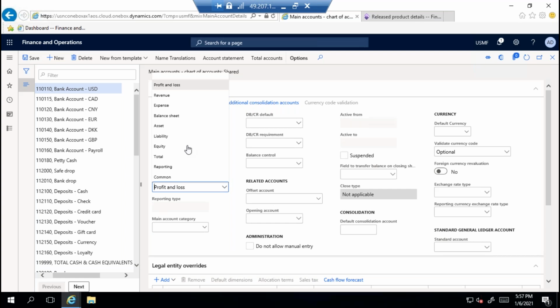As per commerce, there is one asset, another liability, but equity will not be there. But as per best practices, Microsoft has incorporated equity and balance sheet, and revenue and expenses, profit and loss account. This is for reporting purpose, leave it for now. It is not required for you. Total and reporting and common is not required. Asset, liability, equity.